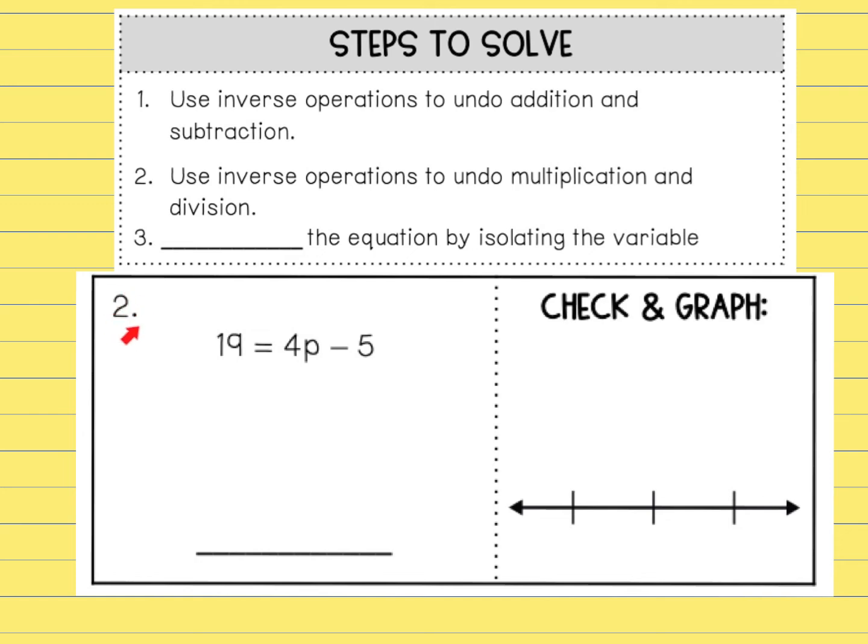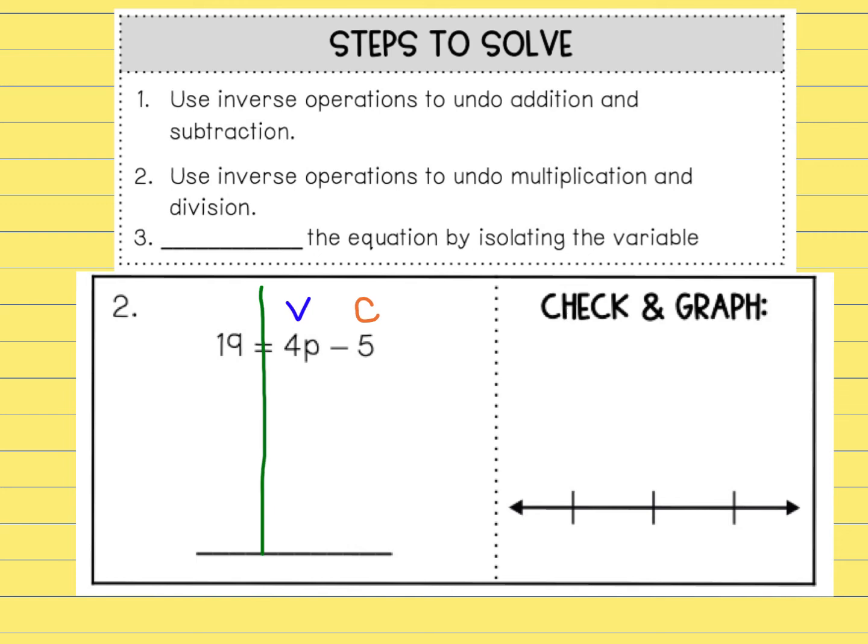On question 2, this one is written backwards, which is okay. We still follow the same steps. We're going to do the opposite of addition or subtraction, then do the opposite of multiply or divide. The first thing I'm going to do is split that equal sign again. I'm going to label my numbers. So this is our variable, our coefficient, and then this is my constant number.